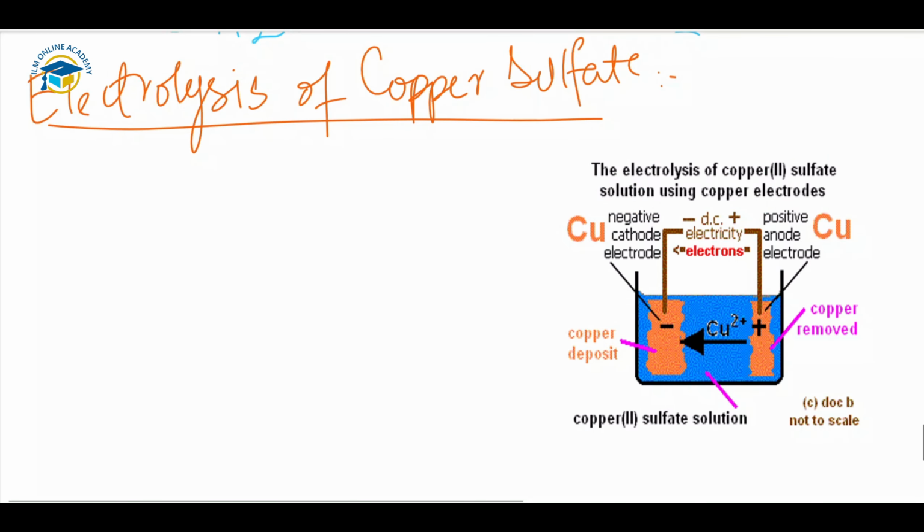So now we'll do the electrolysis of copper sulfate. This is the diagram for the electrolytic cell for the electrolysis of copper sulfate solution. Copper is a very poor conductor.